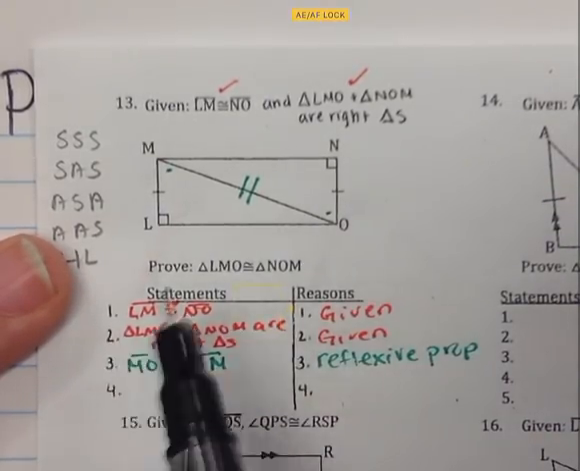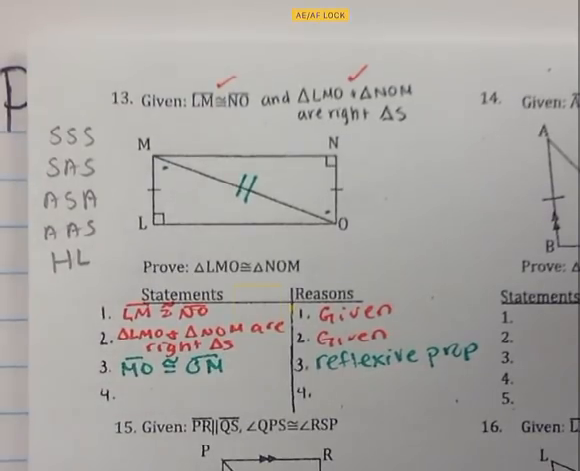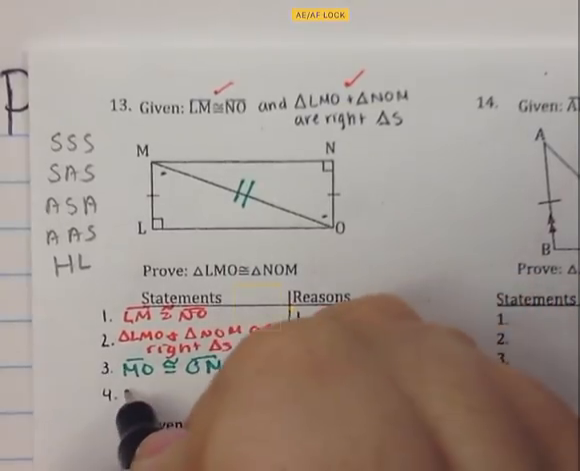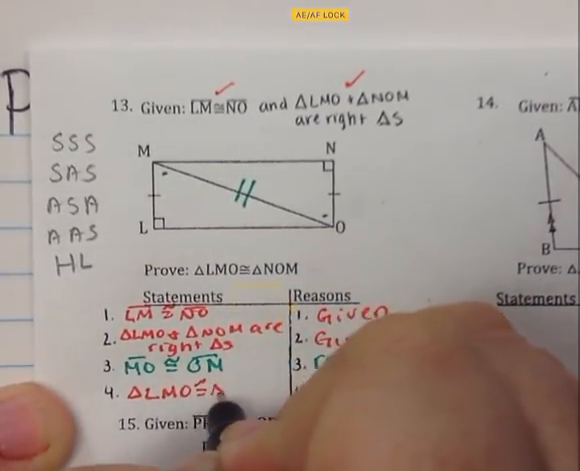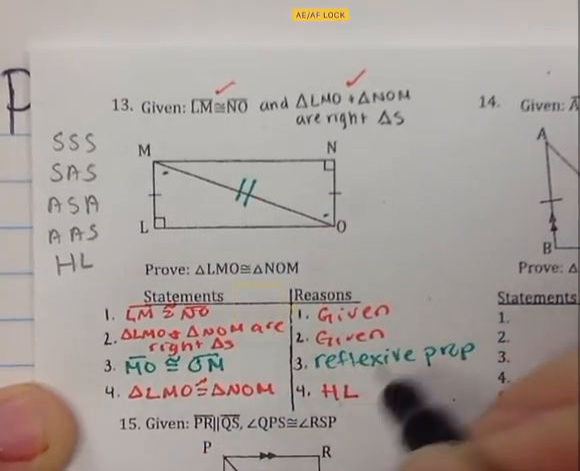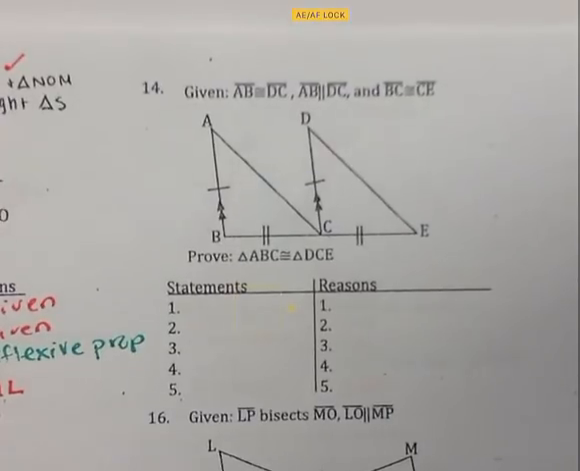Now we have a right triangle and hypotenuse and a leg. So these triangles are congruent, so we say from our proof, triangle LMO is congruent to triangle NOM because of HL. It's the first time we've had HL, I believe. No, we had it earlier too. Number 14.